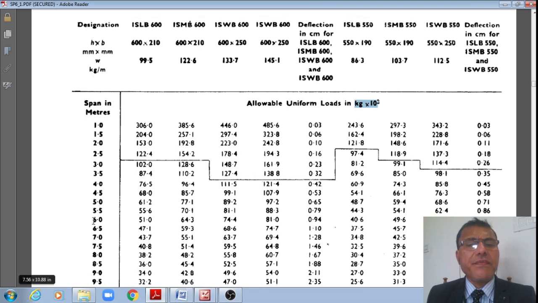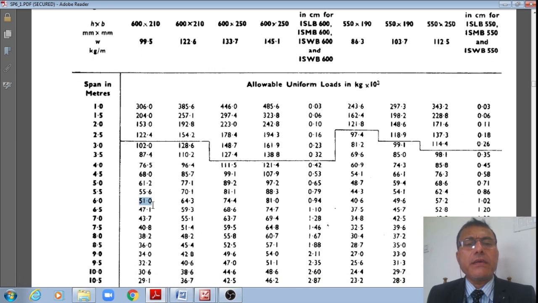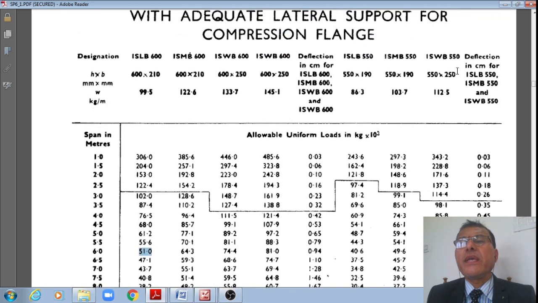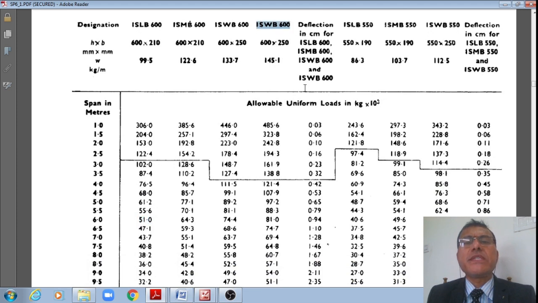Now let us see an example. If I use this ISLB 600 with a 6 meter span, then the maximum permissible load is 51 in 10^3 kg per meter, or 51 tons per meter, or 51 kilonewton per meter, right? That is how it can take up to that load safely, right? Whereas you can see for other sections also, up to ISWB 550, and even up to ISWB 600, right? Then what are the deflections in centimeters for this ISWB 600?